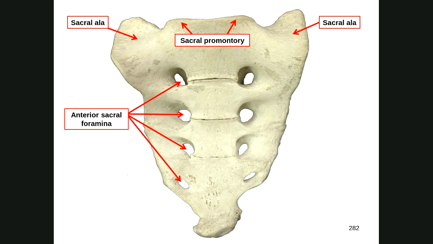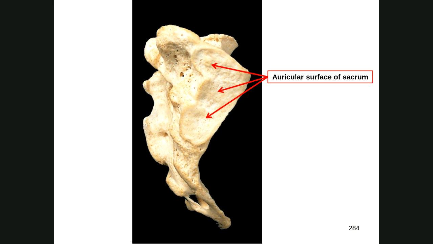Here you can see we're looking at the front of the sacrum. These are the anterior sacral foramina, and then you've got your sacral ala, these guys right here, here, and here. We can't see it on this view, but we've got the auricular surface. This is the side view here, and it's just this part of the sacrum that directly articulates with your hip bone to make the sacroiliac joint.